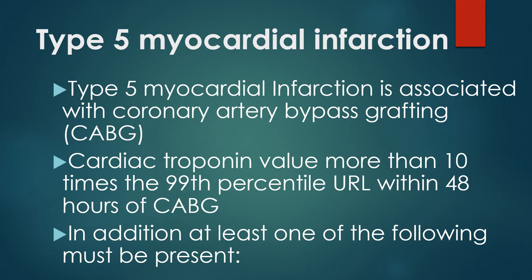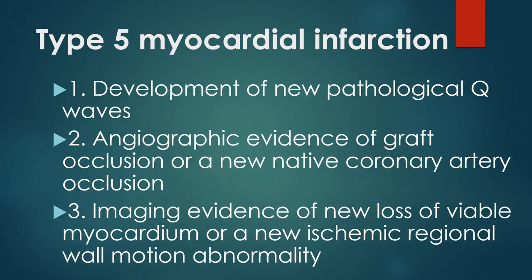Type 5 myocardial infarction is associated with coronary artery bypass grafting or CABG. Cardiac troponin value more than 10 times the 99th percentile upper reference limit within 48 hours of CABG is taken as the cutoff value for the definition. In addition, at least one of the following must be present. 1. Development of new pathological Q waves. 2. Angiographic evidence of graft occlusion or a new native coronary artery occlusion. 3. Imaging evidence of new loss of viable myocardium or a new ischemic regional wall motion abnormality.